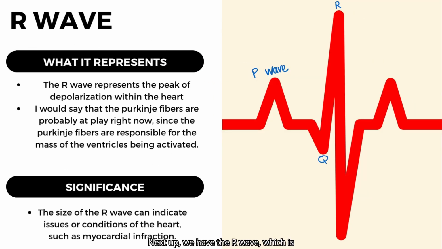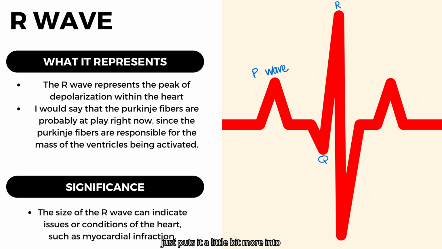Next up, we have the R wave, which is the biggest spike in the whole EKG chart. And so what the R wave represents is the peak of depolarization within the heart. And I would guess that the Purkinje fibers are probably at play right now, since the Purkinje fibers are responsible for the mass of the ventricles being activated. And once again, just to emphasize, this is just a guess of mine, as well as the one for the Q wave. However, I don't know if this is entirely accurate because I couldn't find any information on it anywhere.